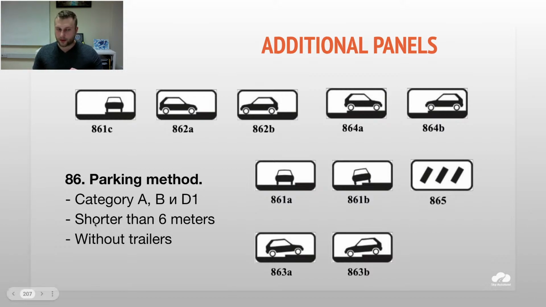One more term here: it should be shorter than 6 meters. So for example, in this area, you cannot park your car with a trailer behind. And here comes, obviously, the third term, without trailers.